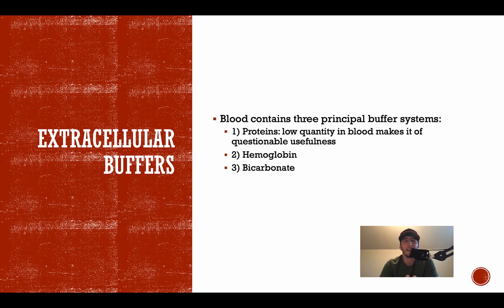What about getting into the blood? What about the extracellular buffers? Well, we have three predominant types here. We're going to have proteins, low quantity, not really going to be discussed. Hemoglobin, pretty big, right? We know we got a lot of hemoglobin, if you remember back to a couple weeks ago when we were talking about the blood, circulatory physiology. And then bicarbonate. This is going to be the overwhelming majority of our buffering system inside of our blood, inside of our extracellular system, inside of our systemic system.